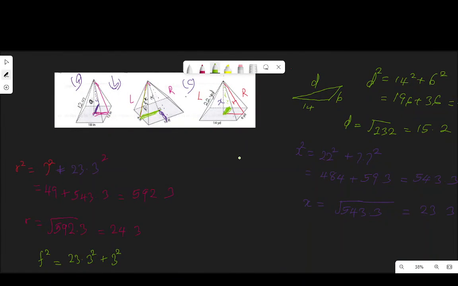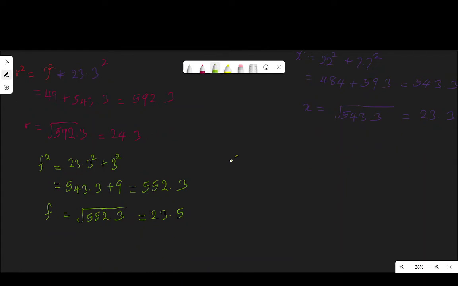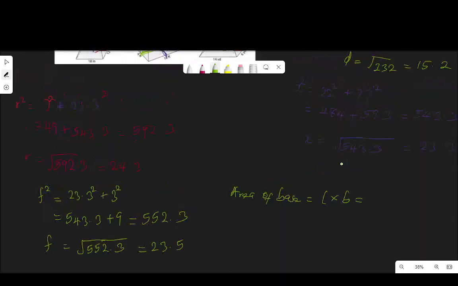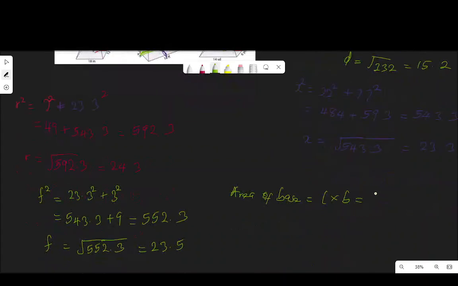We can now get the surface area of this pyramid. First of all, get the area of the rectangular base. So let's do that here. Area of base is equal to length times breadth. Since the base is a rectangle, the length is 14, the breadth is 6. So 14 times 6 is 84. That is the area of the base.